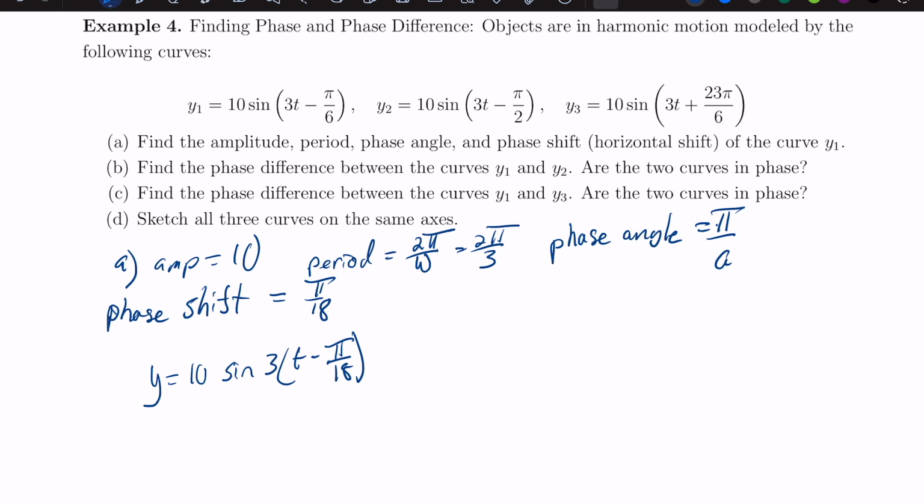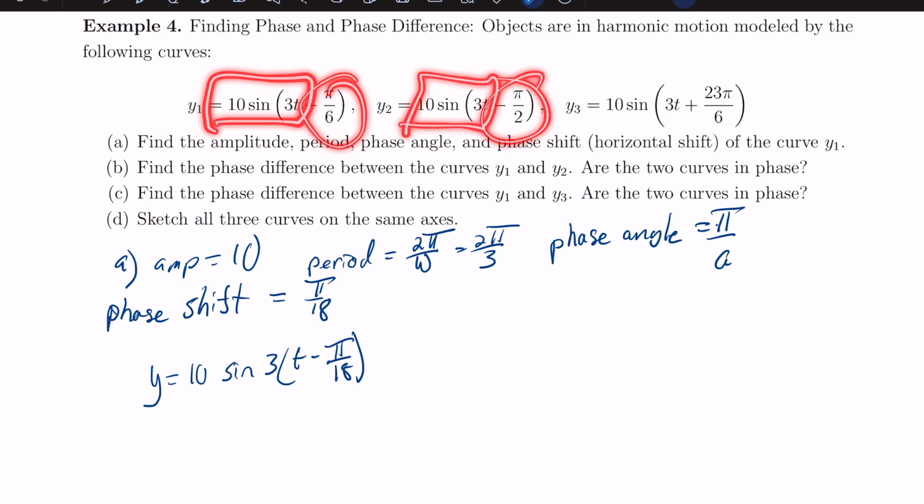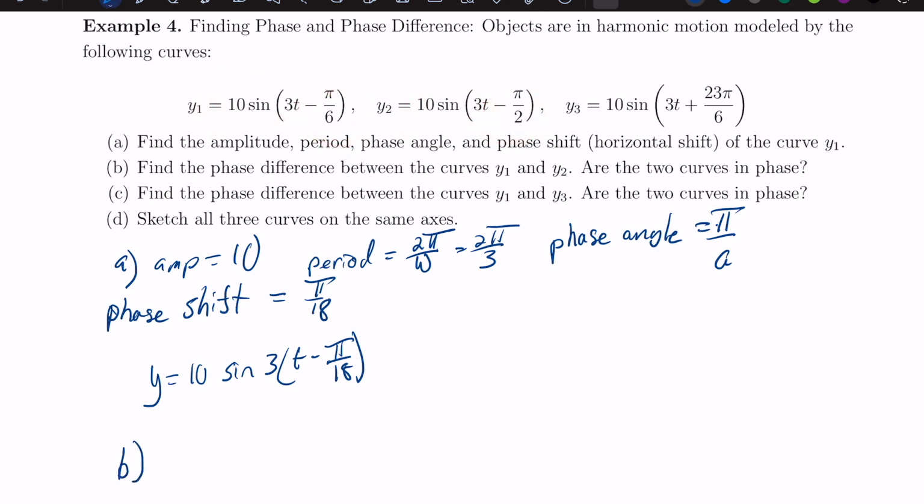Now find the phase difference between curve y1 and y2. Notice here they have the same beginning. The only thing that differs is this angle. So we're going to find the difference of the two angles. I'm going to take pi over 2 minus pi over 6. That gives pi over 3, because this would be 3 pi over 6, minus 1 gives 2 pi over 6, which is pi over 3. When you take a difference, just take the larger minus the smaller, so your number is positive. Are these two curves in phase? The answer is no. They're not in phase.